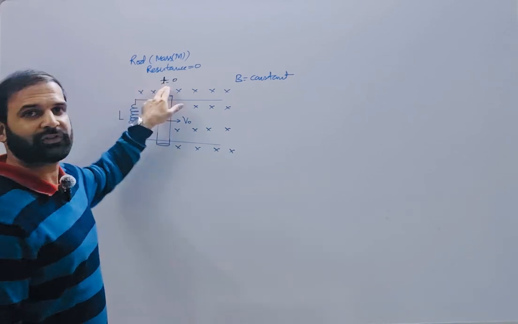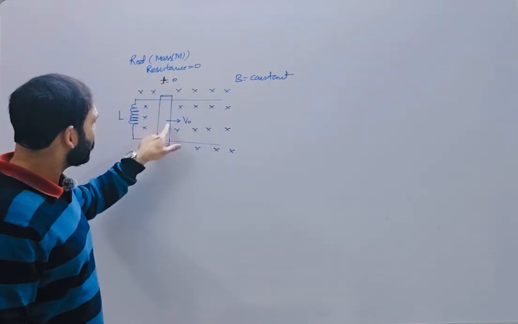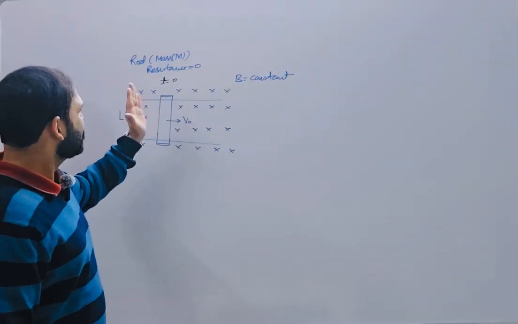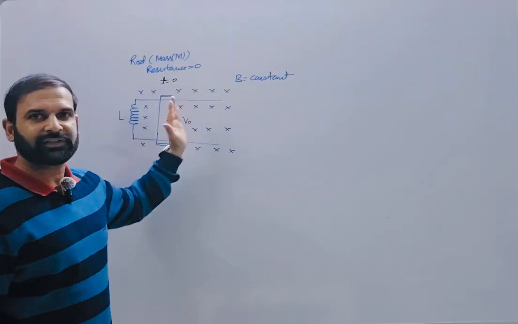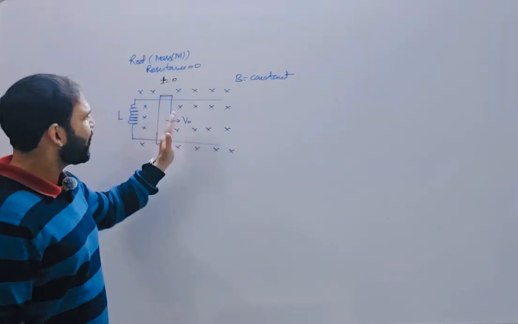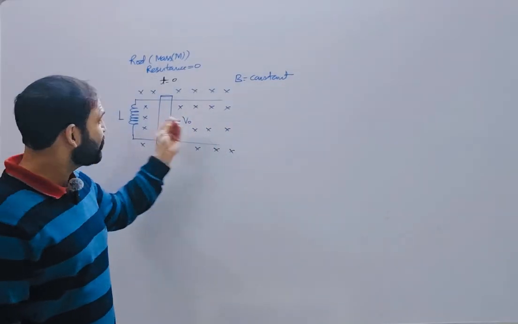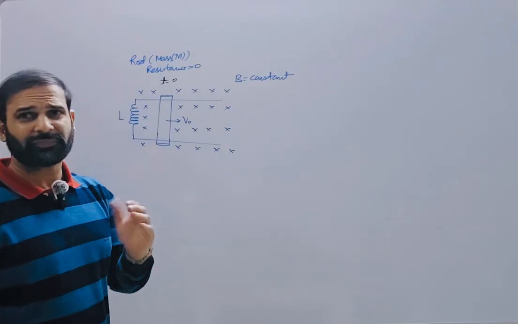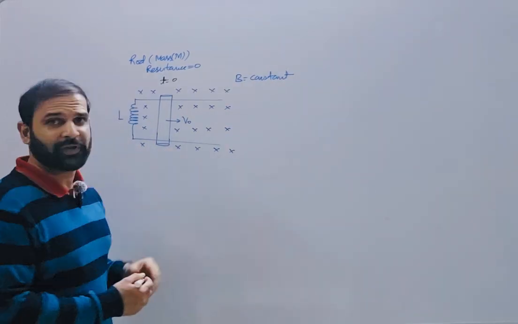Now at t equal to 0, we give a velocity v0 to the rod. Our objective is to find the motion of that rod, and after finding the motion of the rod, we will analyze different parameters associated with the rod. Now students, let's begin the problem.